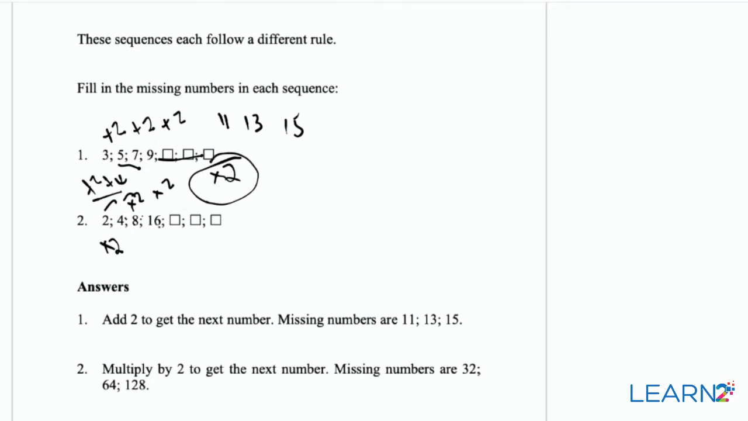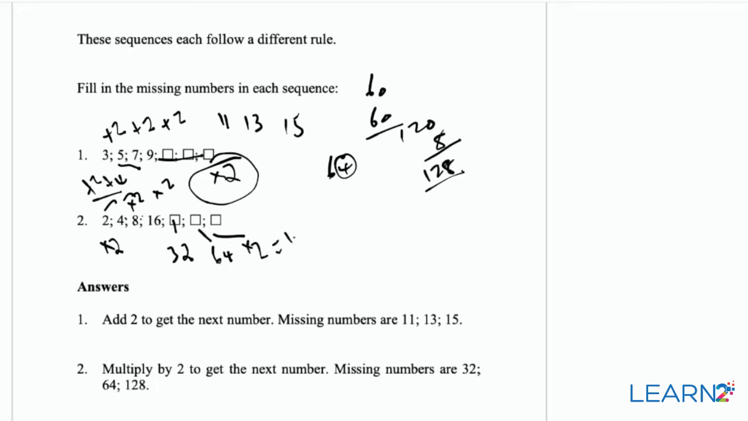So if we multiply 16 by 2, this one will become 32. If we multiply the 32 by 2, we get 64. If we multiply the 64 by 2, well, what is 60 and 60? 60 and 60 gives you 120. And then you've got a 4 and a 4. So 4 and 4 is 8. 120 plus 8 gives you 128. So if we multiply the 64 by 2, we then get to 128.